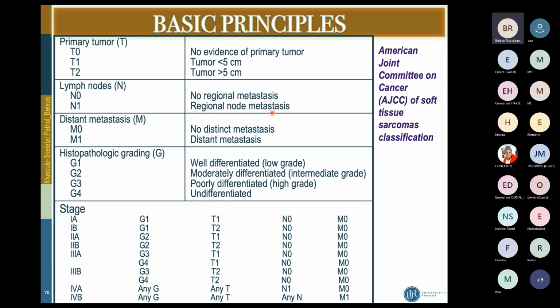So distant metastasis is M0 if no metastasis, M1 if there is metastasis. So this is similar to carcinomas.